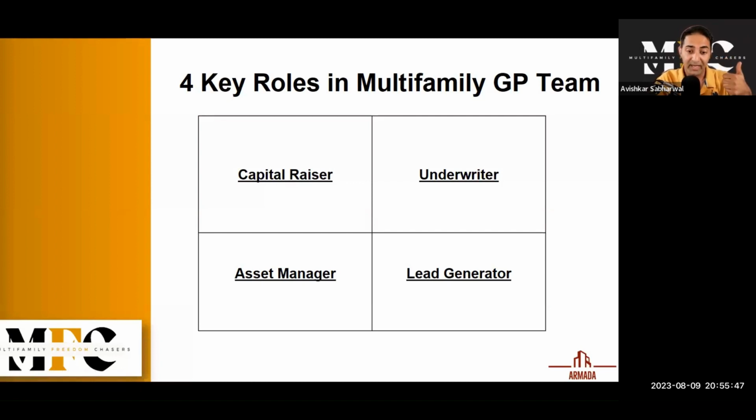A, you need money, so you need a capital raiser. You need somebody who can understand the numbers and underwrite, so that's the underwriter. There's somebody who can manage the assets. And number four, and that's actually one of the first things that needs to happen, is the lead generator, the person who will actually talk to the brokers and bring you the deals. So let's take a deep dive into what the roles are and explain this a little further.